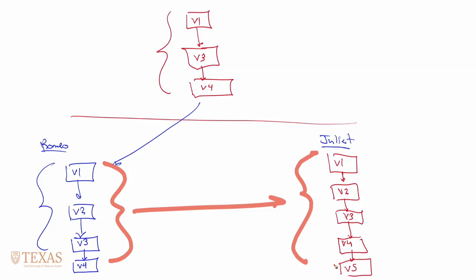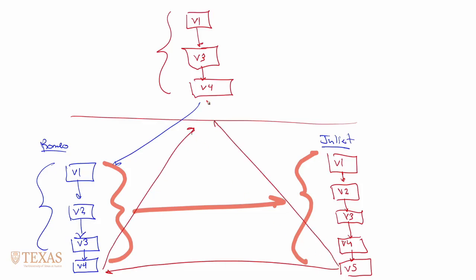And then she could send those back to Romeo to add to his repository, and then he could send them back to the remote, or she could send them back to the remote directly because they have a common history. And this kind of thing would go on.